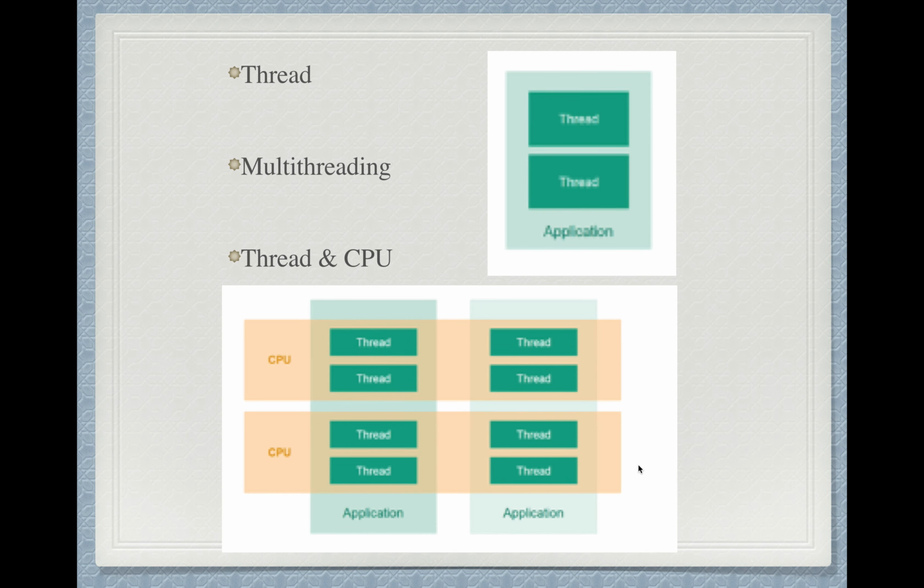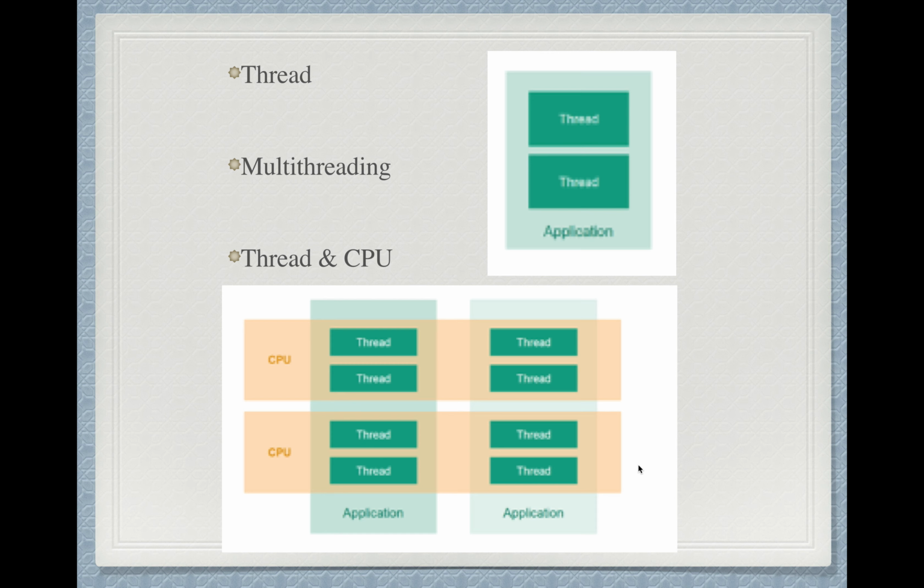What is a thread? A thread is a basic execution unit that has its own program counter, set of registers, and stack, but it shares the data, code, and files of the process to which it belongs. Multithreading means that you have multiple threads of execution inside the same application.